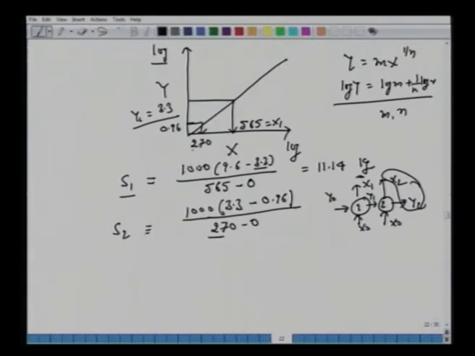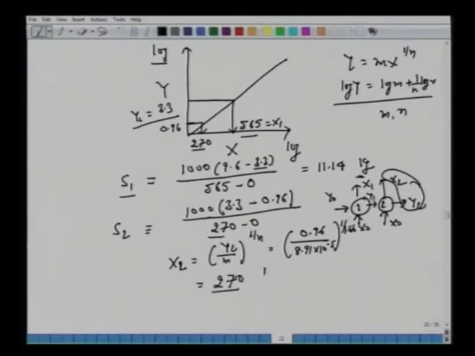So we have this number 270 and this number 565. Or alternatively, you go back to x2 equal to y2 over m, to the power 1 over n. y2 is 0.96, and the slope of the curve we obtained is 8.91 times 10 to the power minus 5, raised to the power 1 over 1.66. This number will also be equal to 270 kg of color per kg of adsorbent.